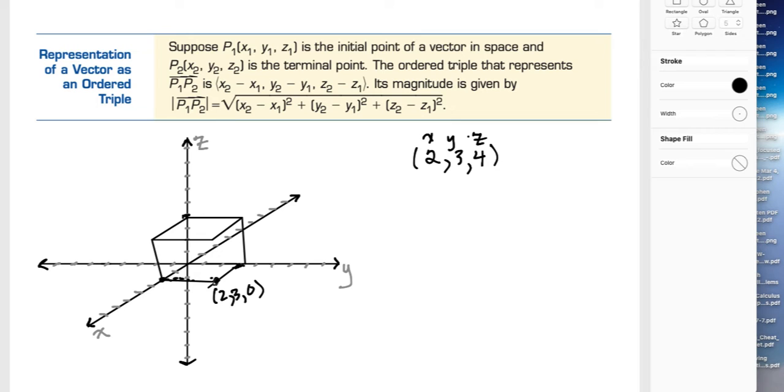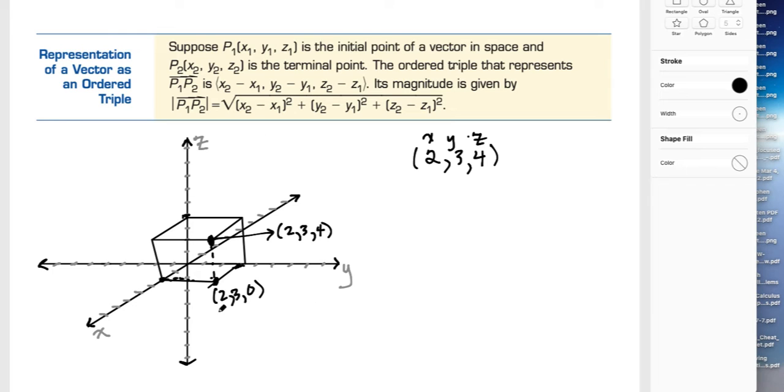Okay, so then this point here, let's think about it. We went over 2, up 3, and then up to Z, up here to 4. And so that's the point. This point here is our point (2, 3, 4). That's how we graph it, okay?